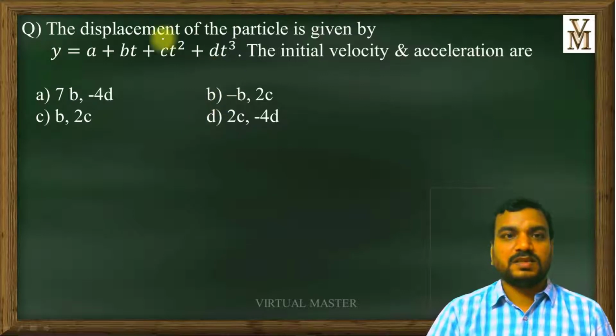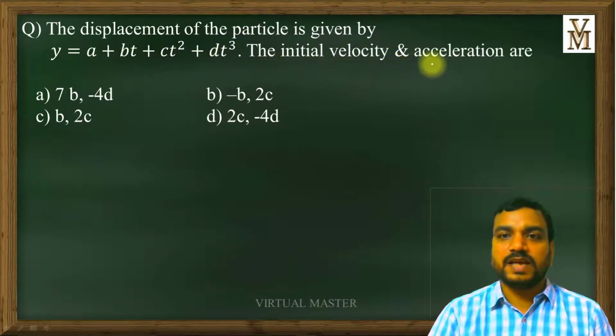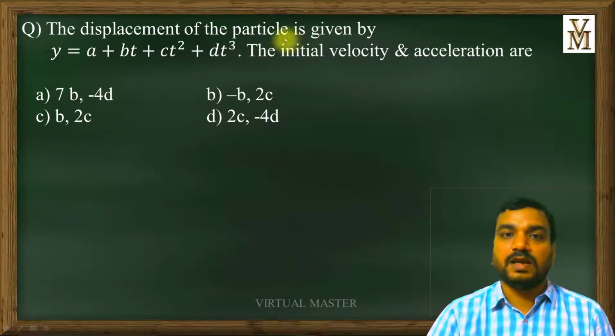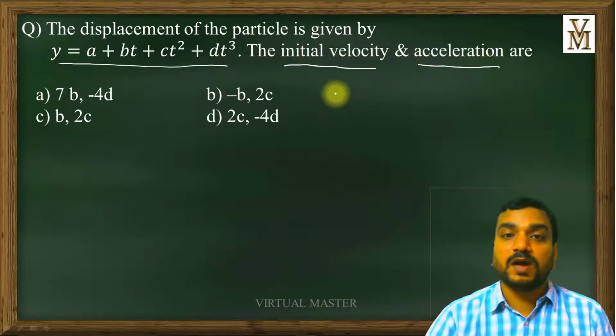Now the next question is, the displacement of the particle is given by y equals to a plus bt plus ct square plus dt cube. The initial velocity and acceleration are, and four options are given here. What is given here? The displacement of the particle is given by y equals to a plus bt plus ct square plus dt cube, and we have to find the initial velocity and acceleration. That means we have to find the velocity and acceleration of the particle when t equals to 0.